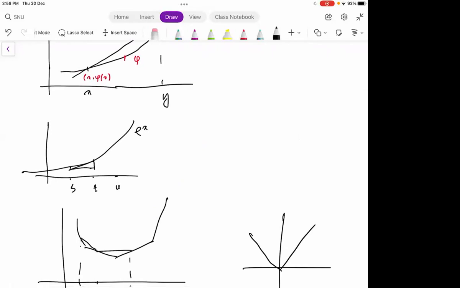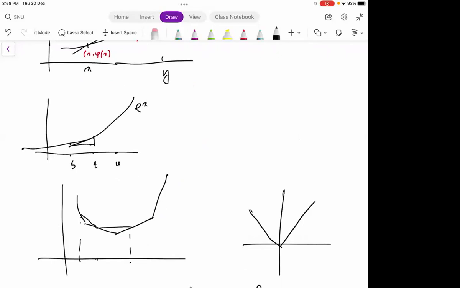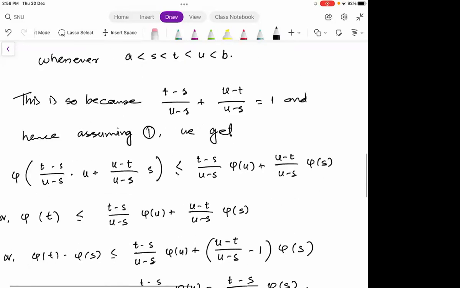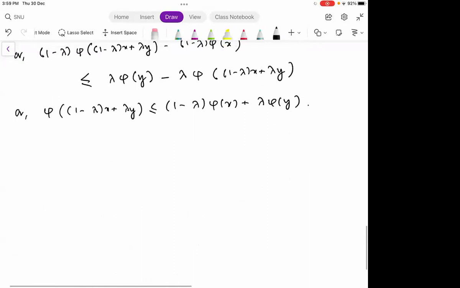Example is e to the power x. E to the power x has just the graph like that. But of course, I said that I shall formally prove that e to the power x is convex in a minute or two. Next, it need not be differentiable, need not be that smooth. So curves with kinks. And then we have just proved that the convexity property is equivalent to a certain ratio being less than or equal to certain other ratio. All right. This is what we just proved.